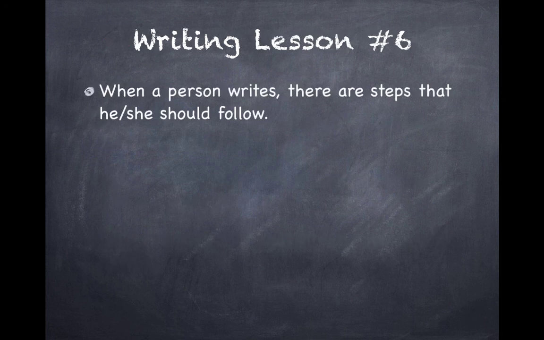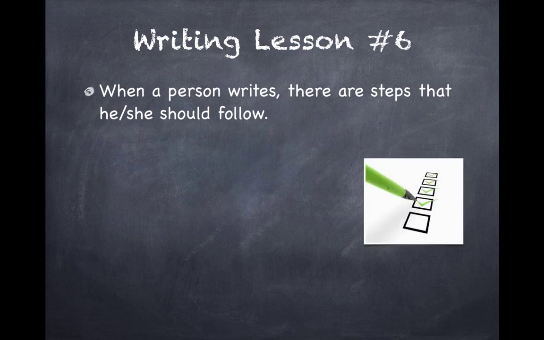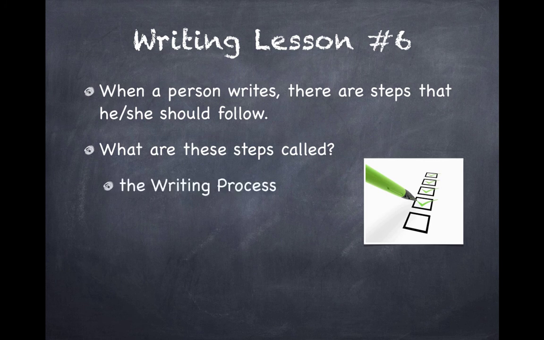When a person writes, there are steps that he or she should follow. What are these steps called? It's called the writing process. Think of it, the writing process, kind of as a checklist. You do the first thing and then you move on to the next until you have all 5 things completed.